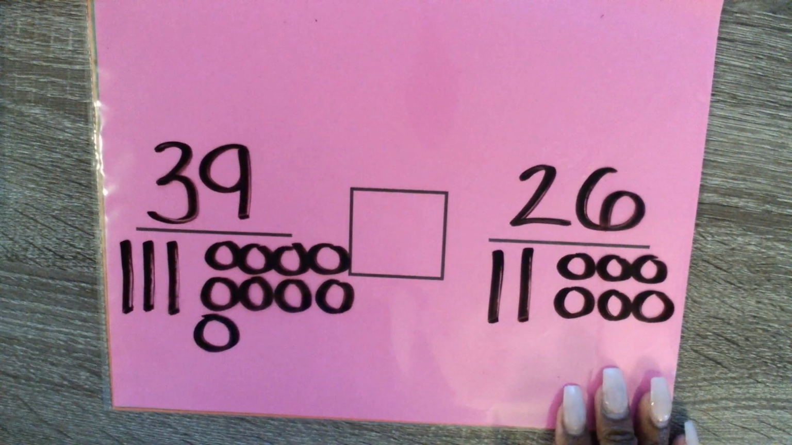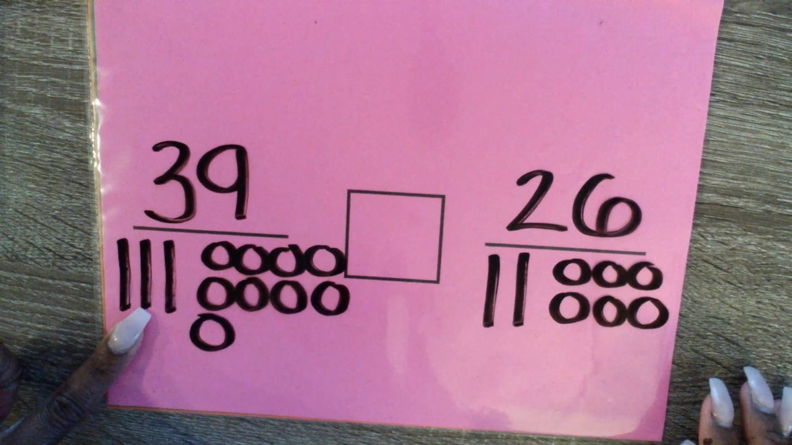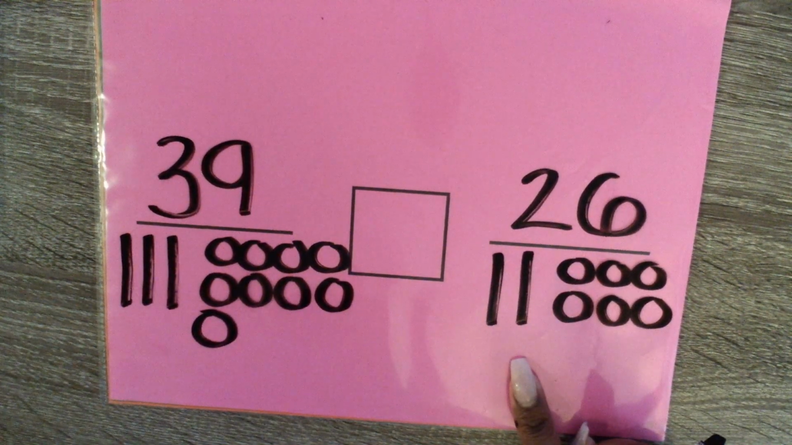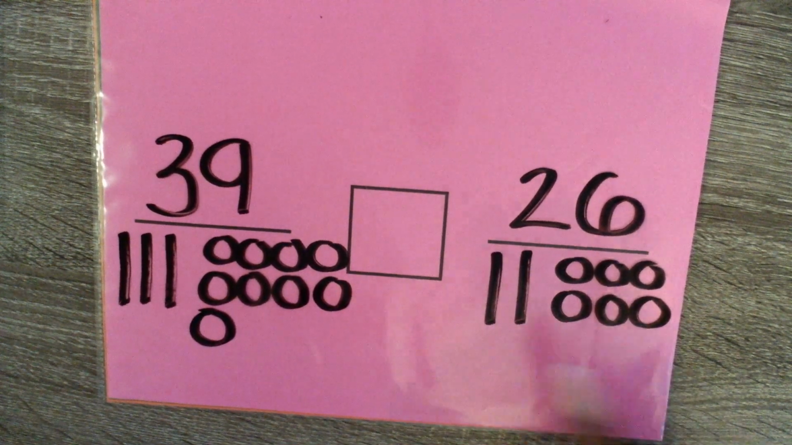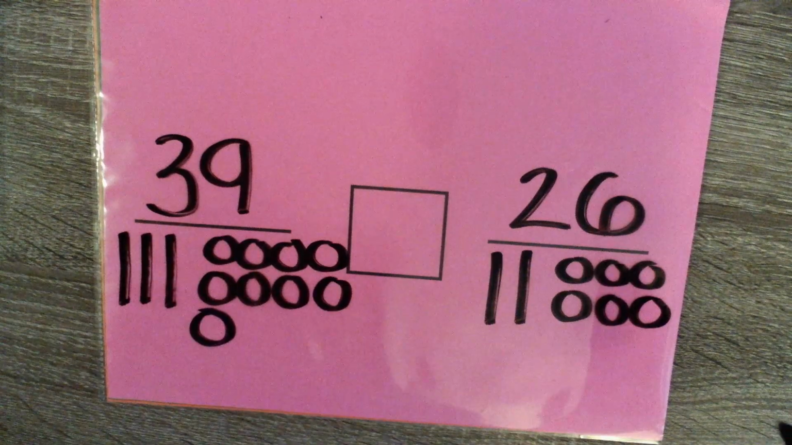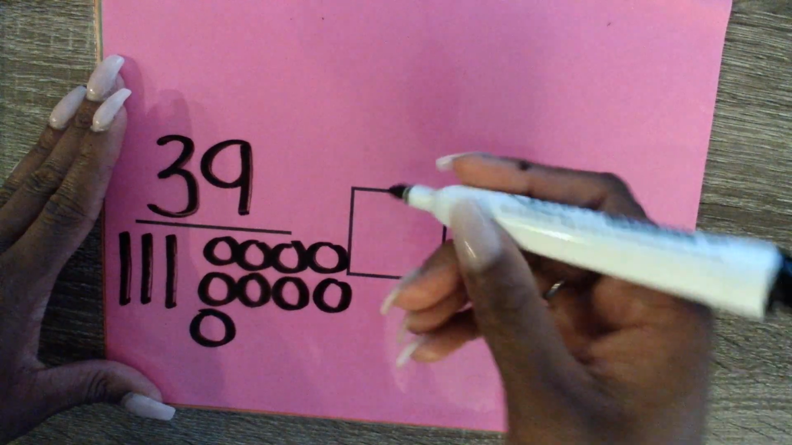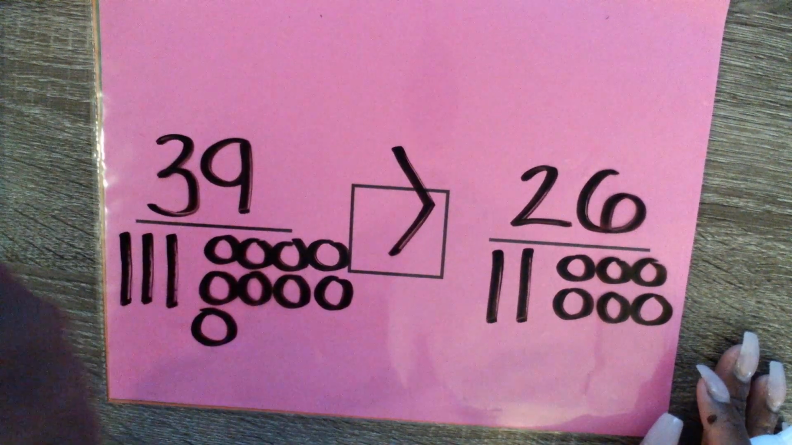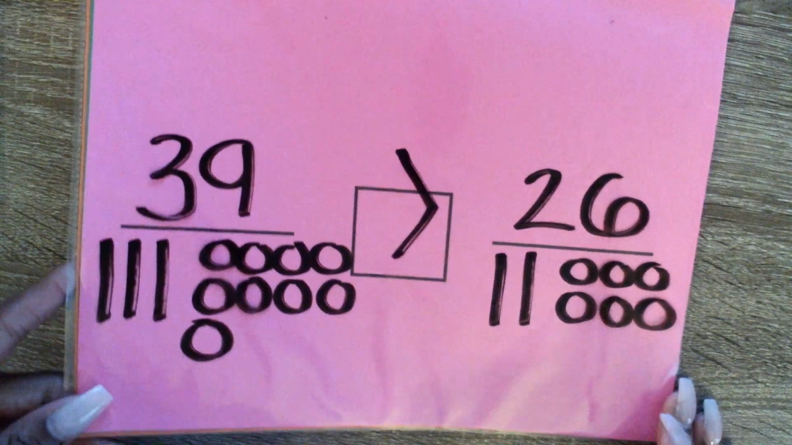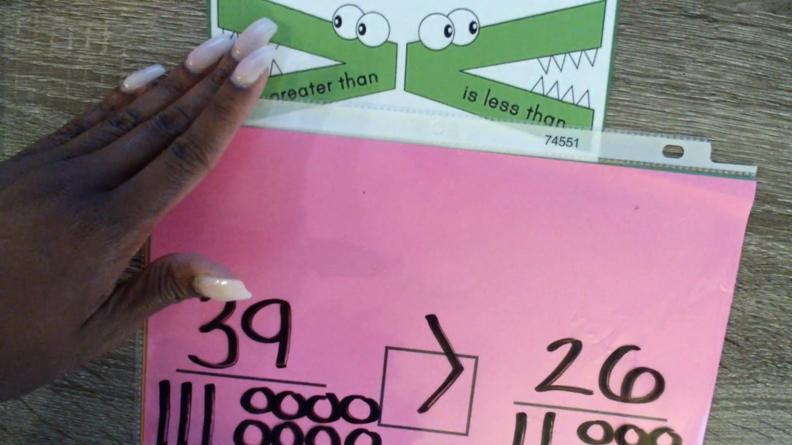Now just looking at this, I can already tell that I have more tens in the number 39 than I do in the number 26. So I already know that the alligator is going to eat the bigger number. Whenever you're writing the greater than sign, your mouth is going to be open this way. The alligator's mouth is always open towards the left whenever it is the greater than sign. I think it is very, very important to teach your students the difference between greater than and less than.